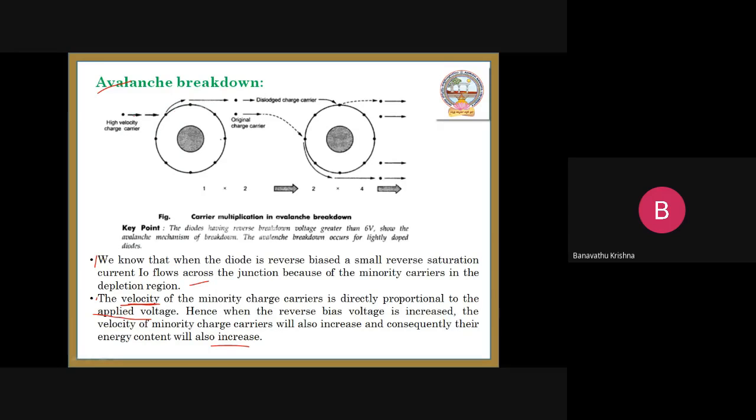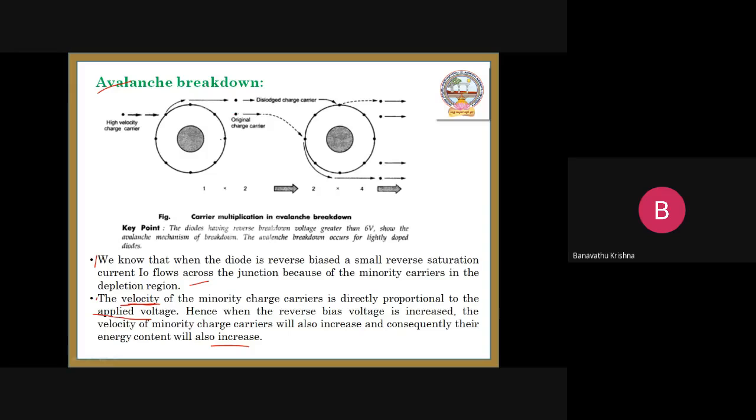When the minority charge carrier hits speedily into this particular valence band atom, then the electron will be released. That is the dislodged charge carrier, and this is the original charge carrier here. So from this we are observing two charge particles here, minority charge particles.